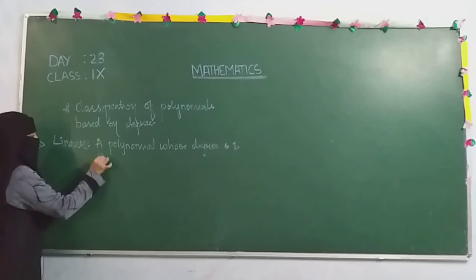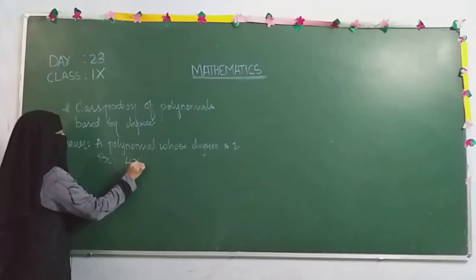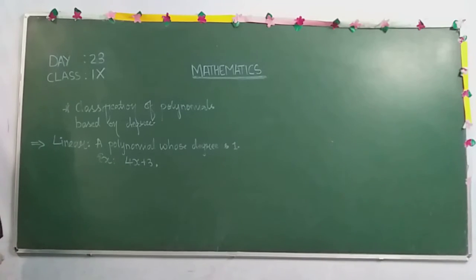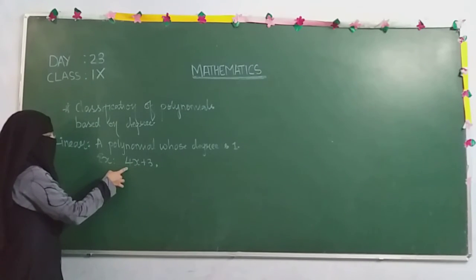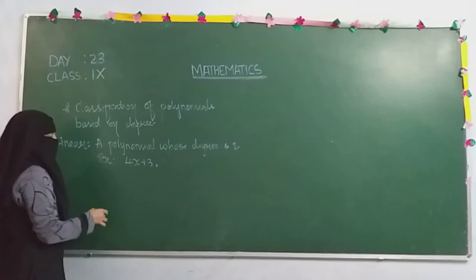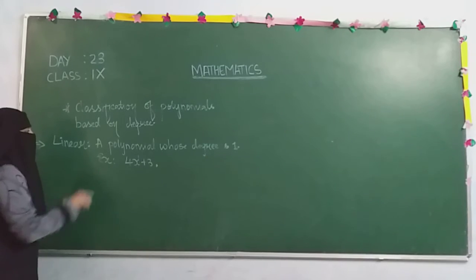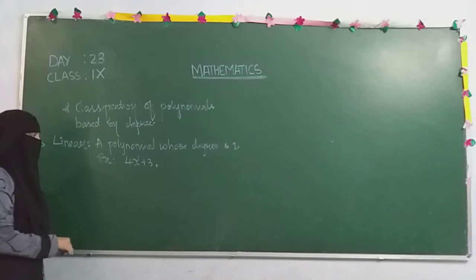Now let's see the examples of this one. 4x plus 3. Terms, we are not bothered about terms. It can be 5, it can be 10, it can be 15 terms also. But the degree of the polynomial should be 1. Here when you are comparing, we have a constant and here is the term with variable. So there is no power, it means the power is always 1 for that term.